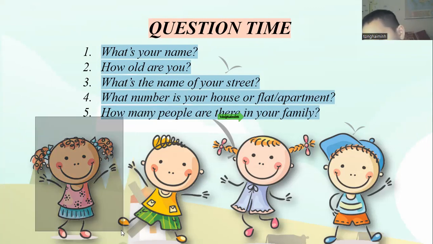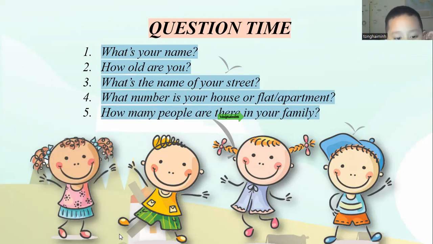Kindly look at the first child. What is the color of her dress? It's pink. Very good. What about her skirt? It's blue. Okay, so what about her feet? What is the color of her shoes? It's pink. Very good.